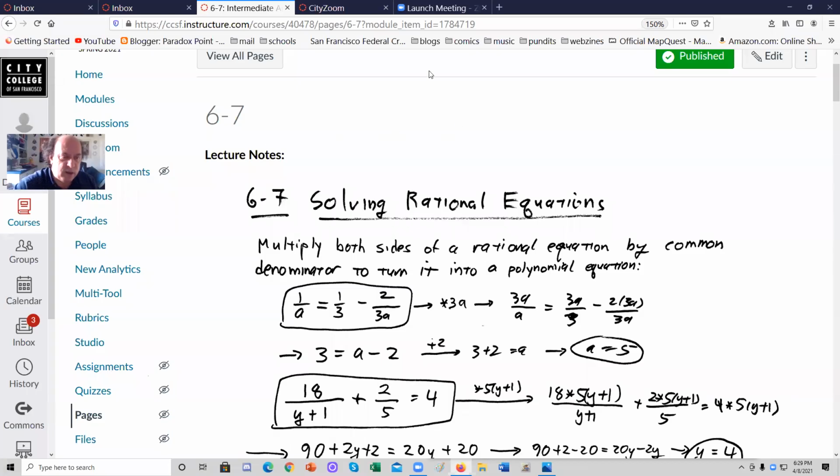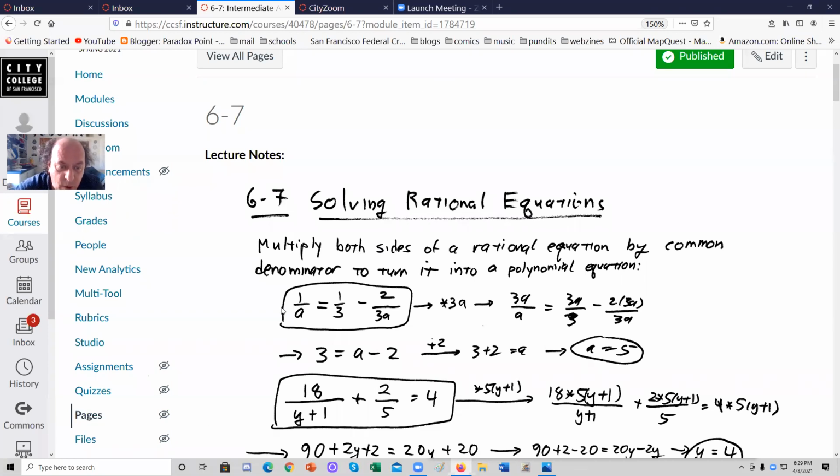In this section, 6-7, we'll solve rational equations. A rational equation is an equation involving ratios of polynomials. And of course, the main problem is that there'll be denominators all over the place. You get rid of them by multiplying both sides of a rational equation by a common denominator. So we just get rid of all the denominators and are left with just the polynomials.